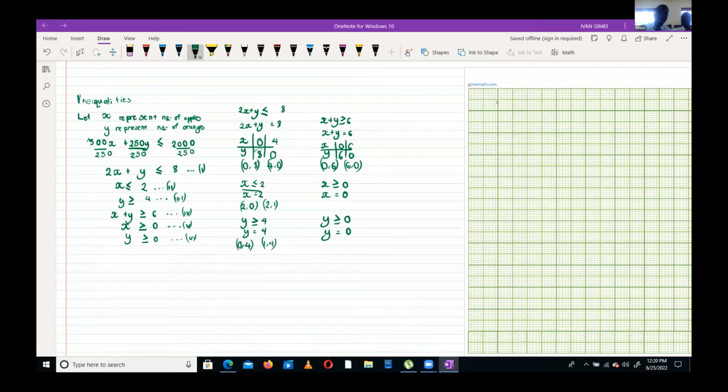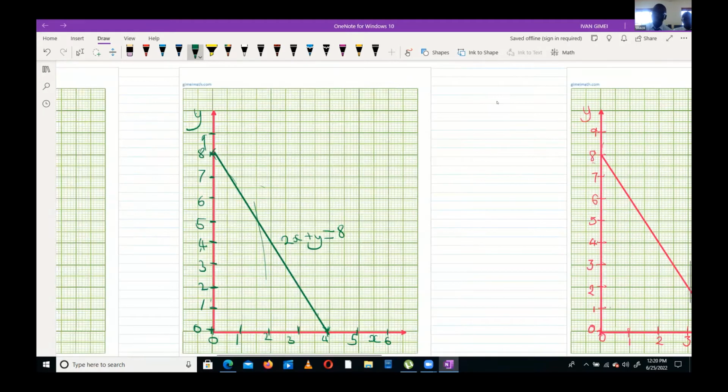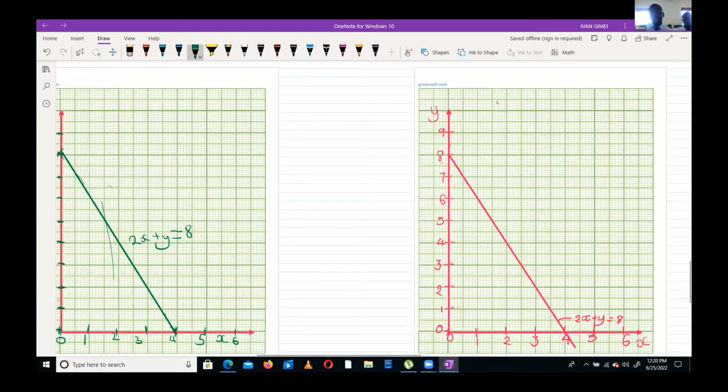So if we insert 0, it will be 2 times 0 plus 0 is less than or equal to 8. It will be 0 is less than or equal to 8, which fits into the inequality. That means this side fits into the inequality, this side isn't allowed. So we shade it out. Then you come out with something like that.